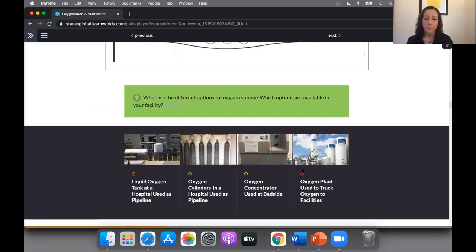At an oxygen plant, there's different types of ways to produce oxygen. There's cryogenic liquid oxygen, and there's also something called pressure swing absorption, where they remove the nitrogen out of the air, which leaves mostly oxygen. So similar to an oxygen concentrator.